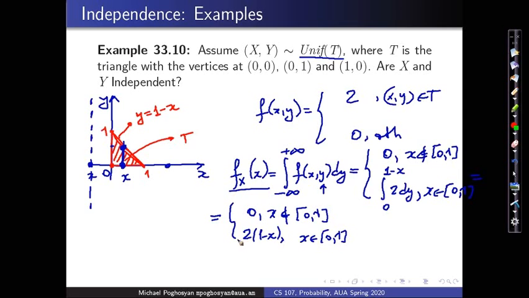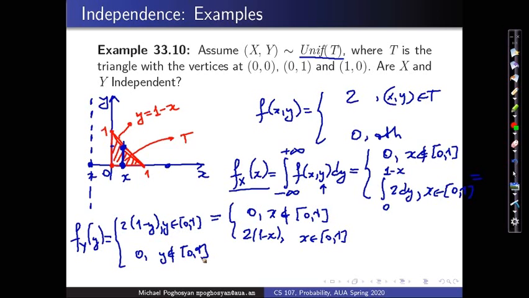This is the marginal for x. And because of symmetry of my domain and my function with respect to x and y, if I change the places of x and y, if I write y here, x here, the picture will remain exactly the same. So I will have f_Y(y) given by the same function. Well, if I am writing with respect to y, I need to change to y. If y is between 0 and 1, and 0 otherwise, if y is not in [0, 1].